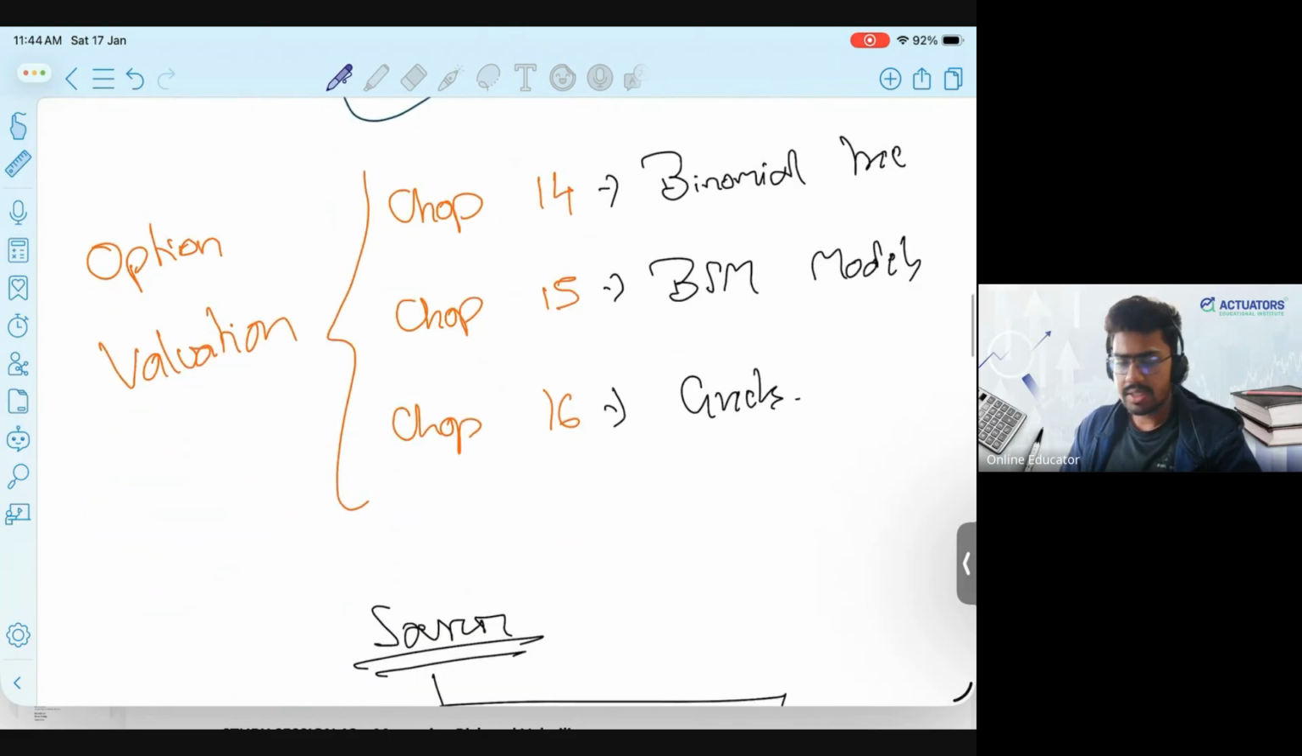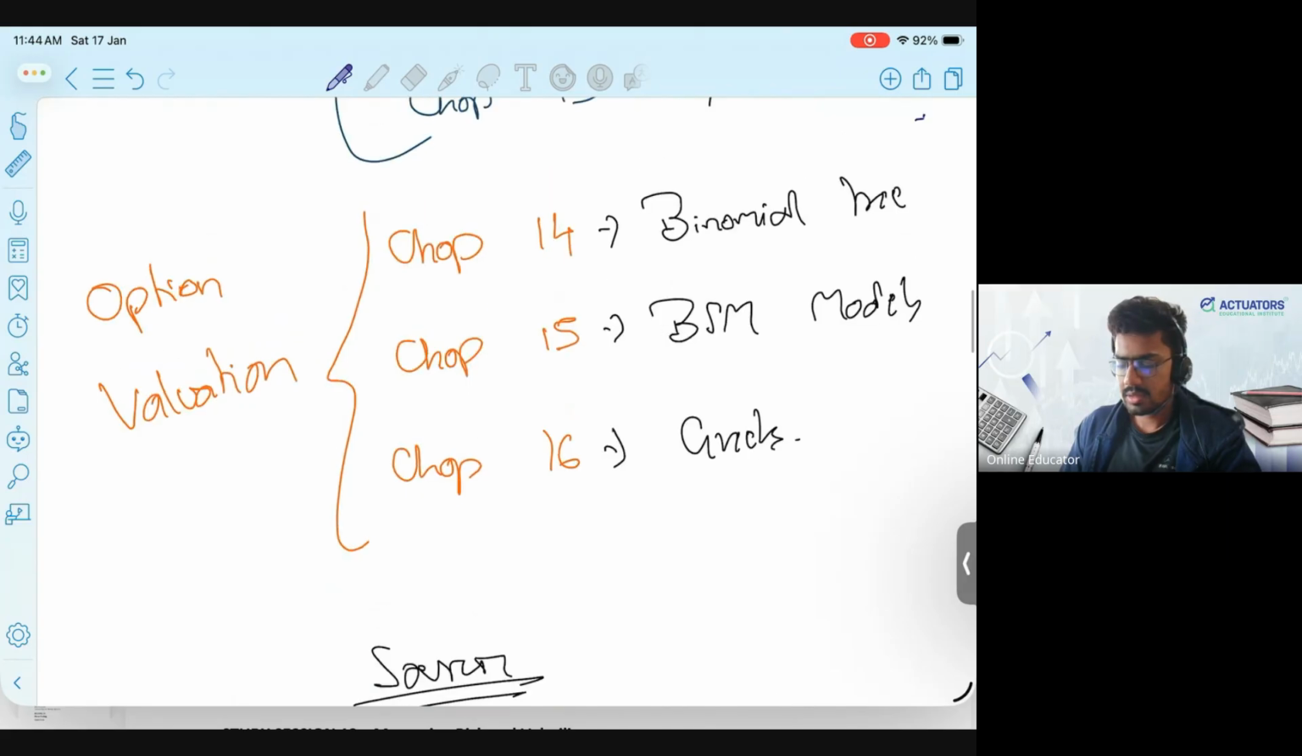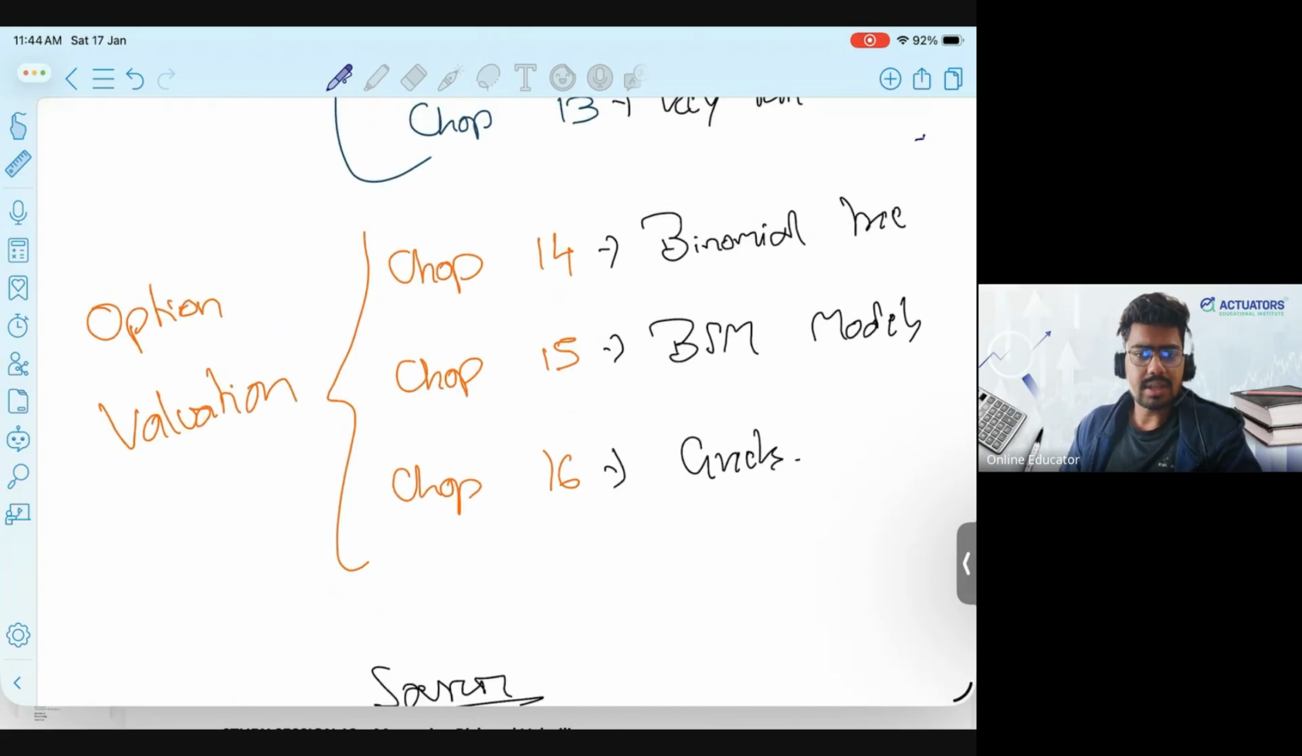Now last but not the least is option valuation. It has 3 chapters, chapters 14, 15 and 16. For option valuation, first know what options are. Options are derivatives whose values rely on an underlying asset. So there are two types of options: call option and put option. Call option gives you a right to buy a security at a future time. Put option gives you a right to sell a security at a future time.